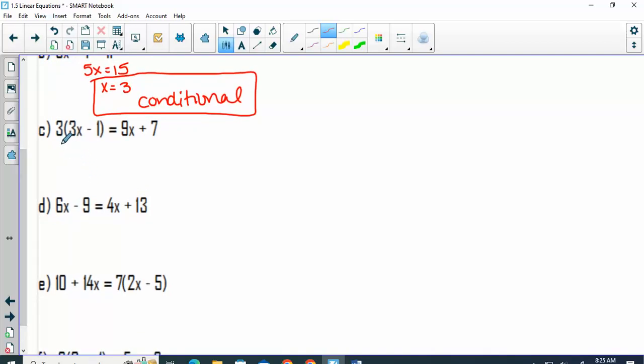This one, if I distribute my 3, we get 9x minus 3 equals 9x plus 7. Subtract the 9x, so we have negative 3 equals 7. What's that mean? No solution, contradiction.